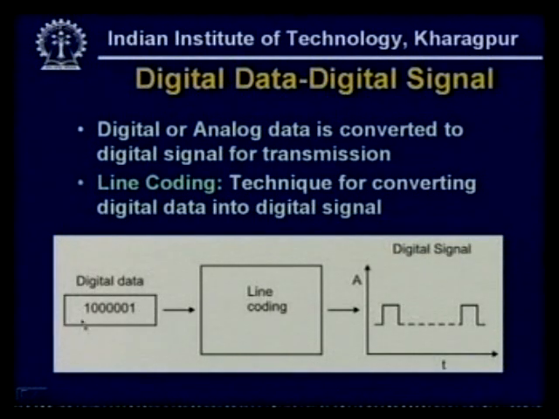Here you have the digital data 10000001. This data may be coming from some memory of the computer or may be stored on a digital disk, and we shall apply it to a system, or do line coding, which will convert it into a signal. As you can see here, you have the signal. This signal can be transmitted through the communication media. So, line coding is the technique that we shall discuss today.